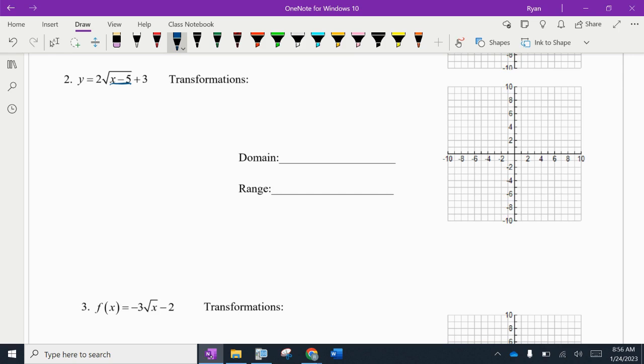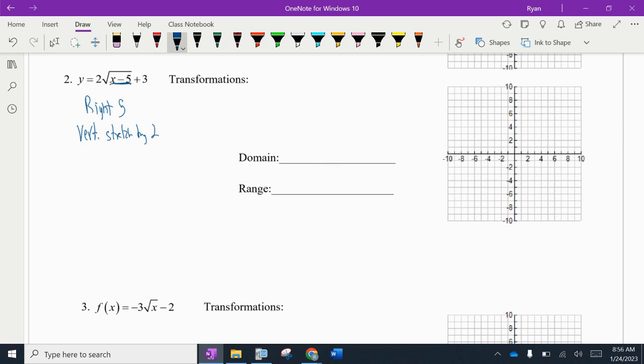Go right 5. Right 5. Then with order of operations, the 2 is multiplied by this before we add 3. So the 2, I'm going to tell you that is a vertical stretch by positive 2. It's going to make it go up twice as fast. We'll see that once we put these points on there.